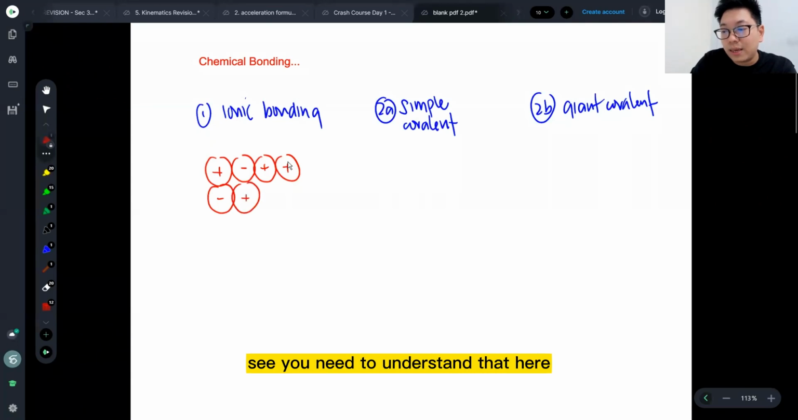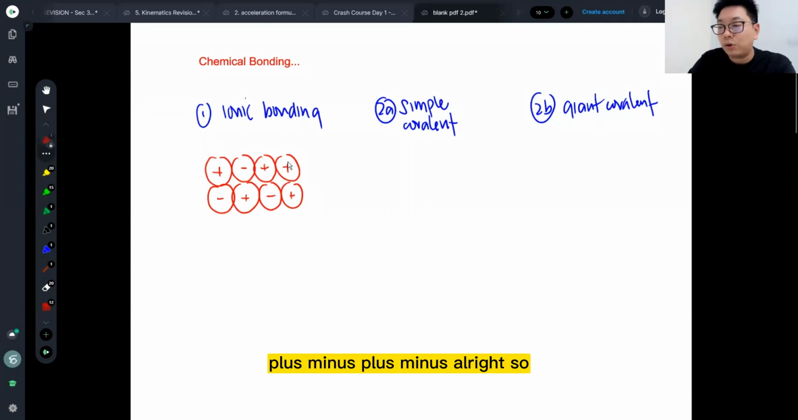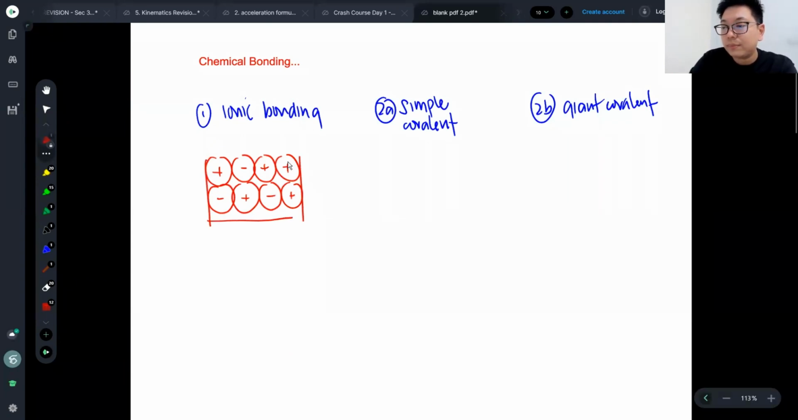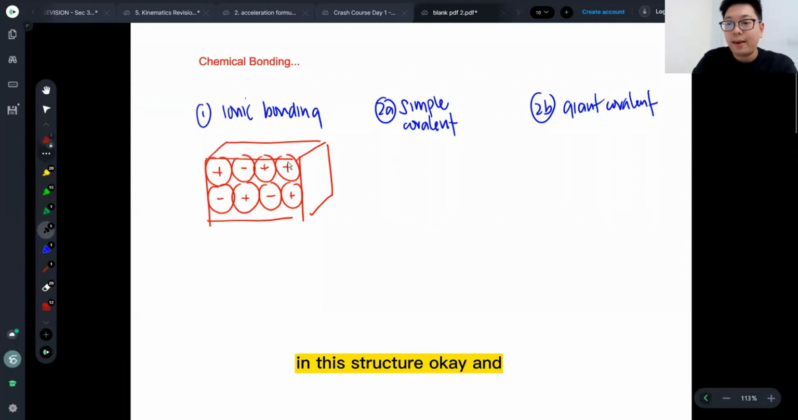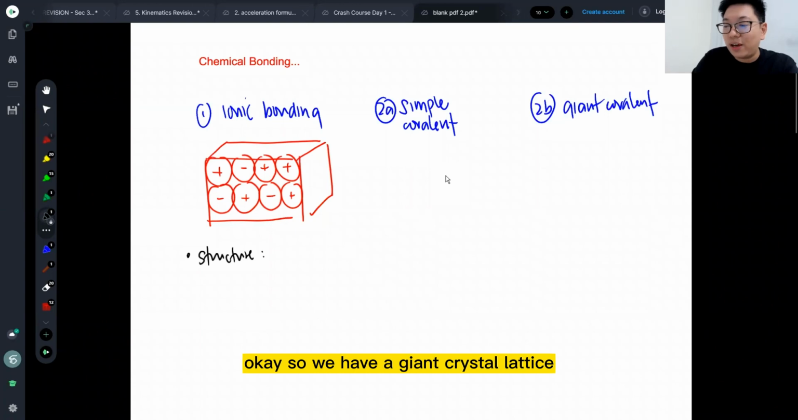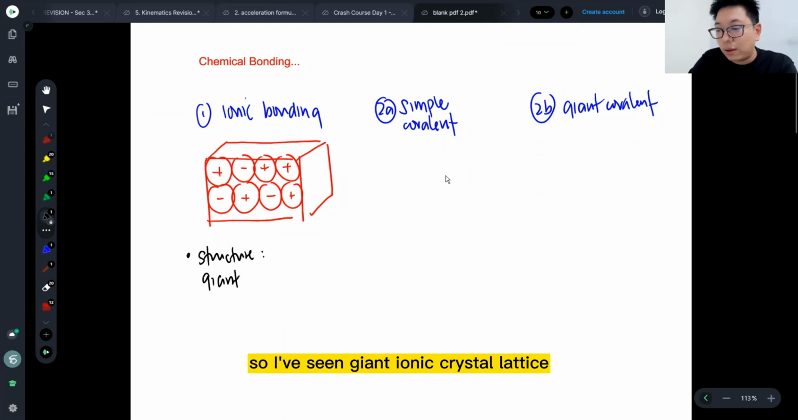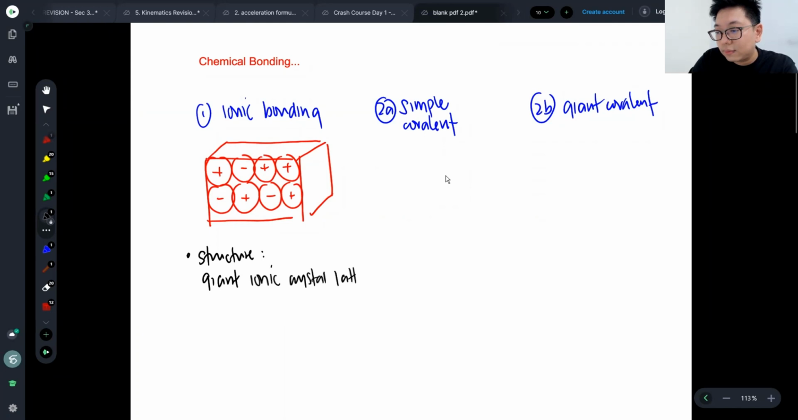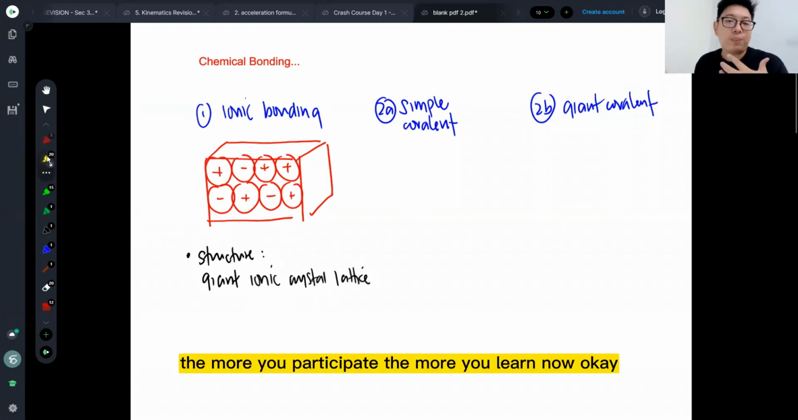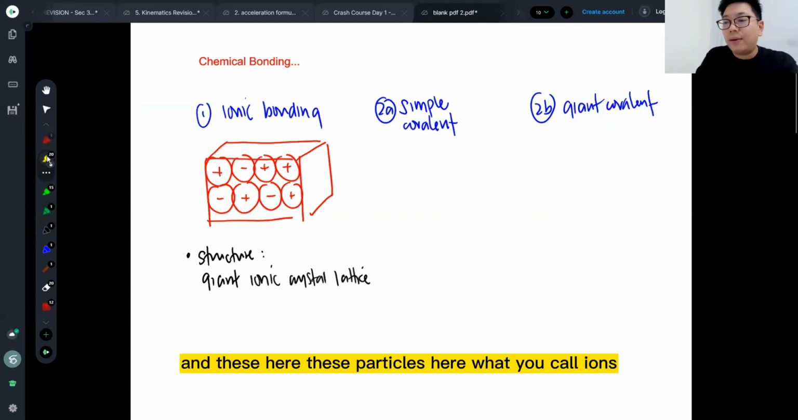All right, see, you need to understand that here you have oppositely charged ions, plus, minus, plus, minus. And they are held together in this structure. Okay, so we have a giant crystal lattice. Now, I know some schools will be a bit different. So I've seen giant ionic crystal lattice. But the more you participate, the more you learn. And these particles here are what you call ions.